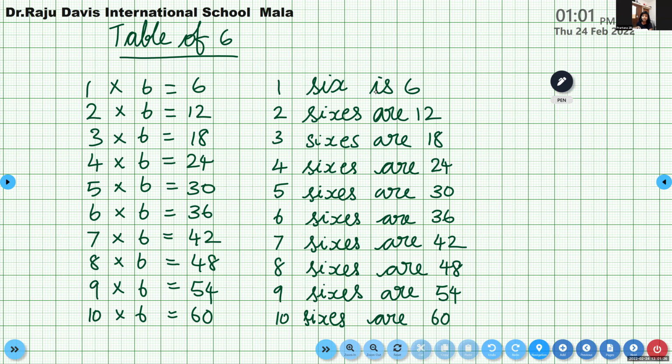Can you hear me? Yeah, I can hear. 1 into 6 is equal to 6. 2 into 6 is equal to 12. 3 into 6, 18. 4 into 6 is equal to 24. 5 into 6 is equal to 30. 6 into 6 is equal to 36. 7 into 6 is equal to 42. 8 into 6 is equal to 48. 9 into 6 is equal to 54. 10 into 6 is equal to 60.